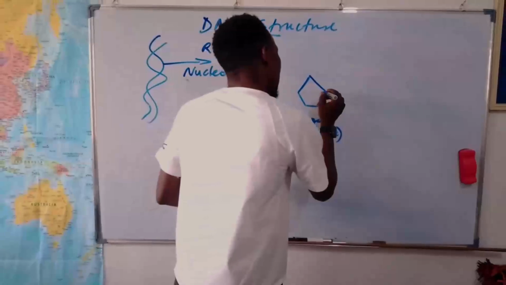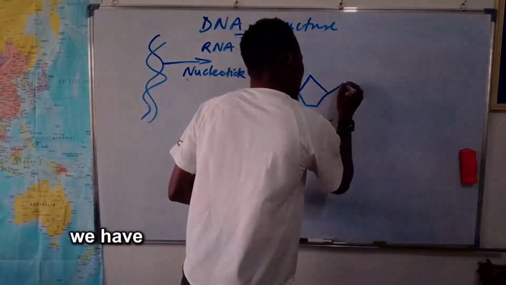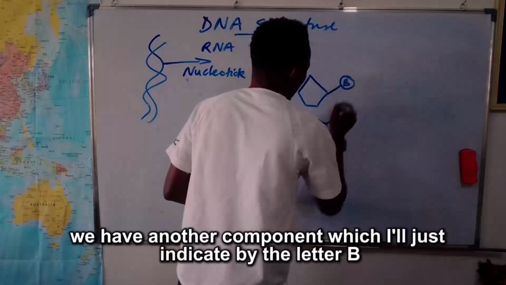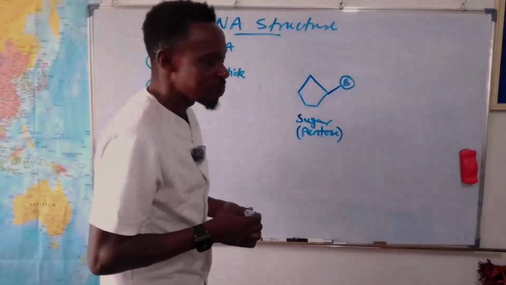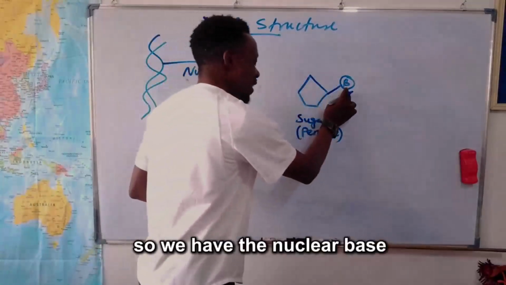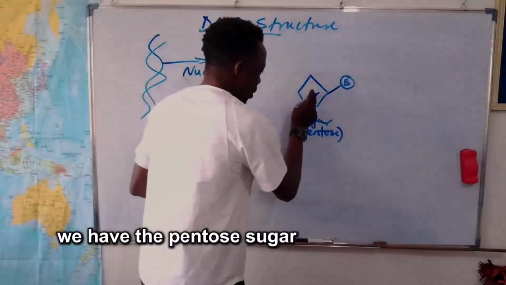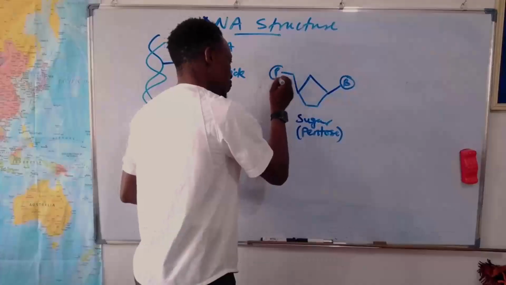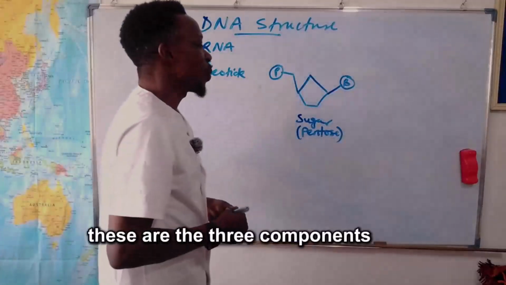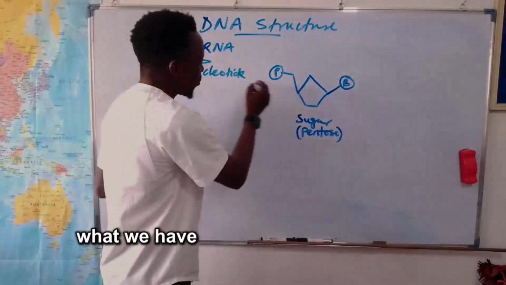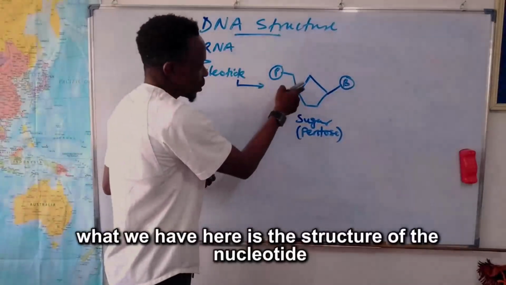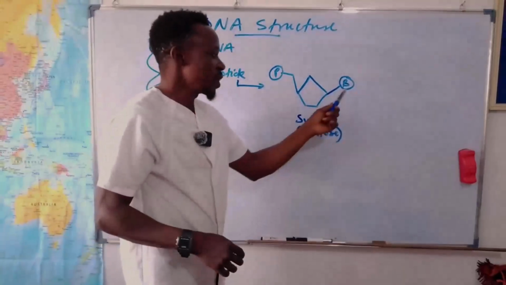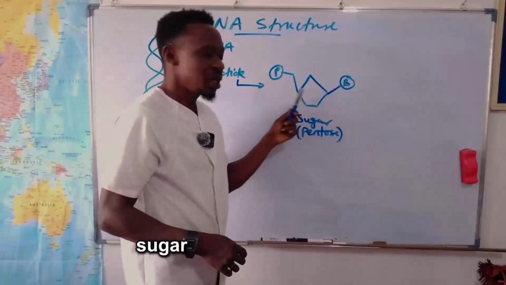Now, in addition to the pentose sugar, we have another component, which I'll just indicate by the letter B, the nucleobase. So we have the nucleobase, we have the pentose sugar, and then we have the phosphate group. These are the three components of the nucleotide. What we have here is the structure of the nucleotide, consisting of three components: base, sugar, and phosphate group.